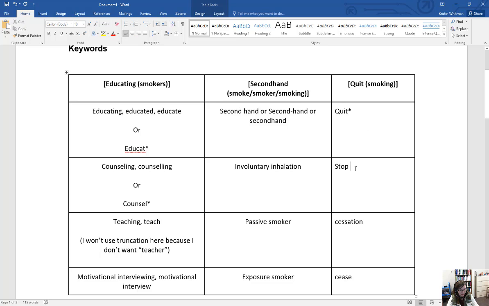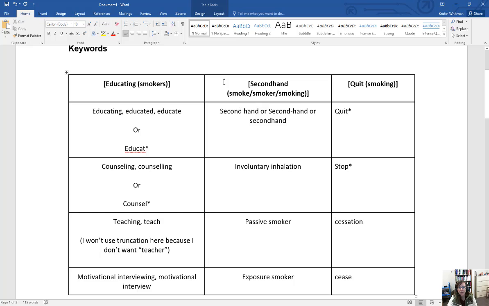Quit and stop, stopping smoking, quitting smoking. I've heard the phrase smoking cessation before, so I'm putting cessation here. And cease, of course, is the verb form of cessation. So I could actually have written them in the same box.